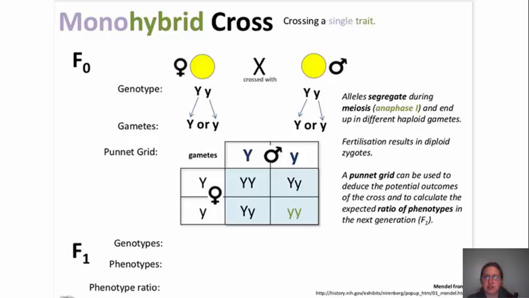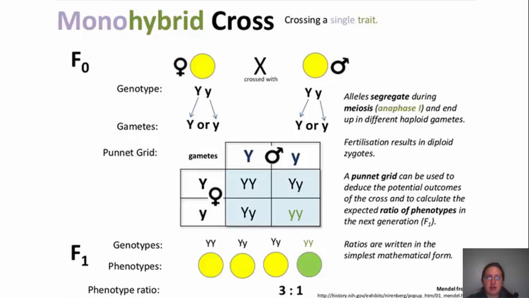And how do these results break down? Well, we have 3 of the yellows and 1 of the recessive green. But as you can see, we have 4 different combinations of the genotypes. We typically write the ratios in the simplest mathematical form, and we usually focus on the ratio of the phenotype because that's what we can see. So in this case, we have a 3-to-1 ratio.